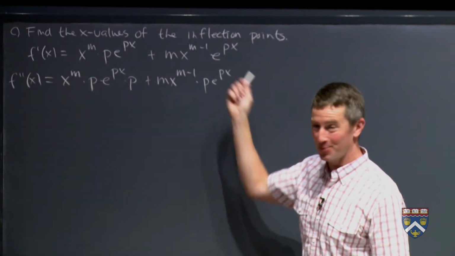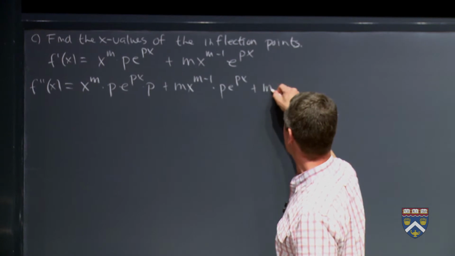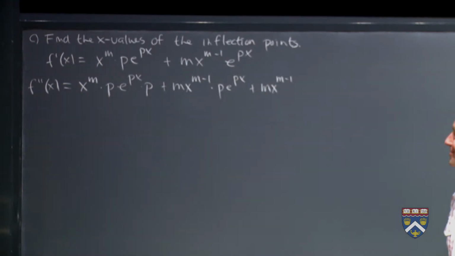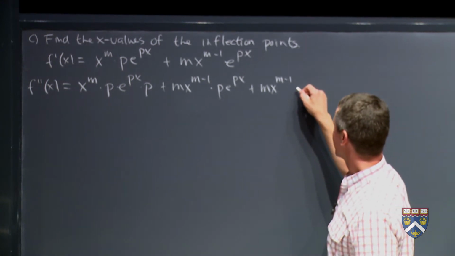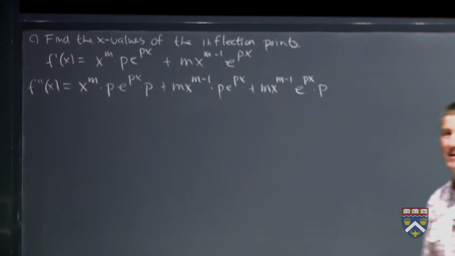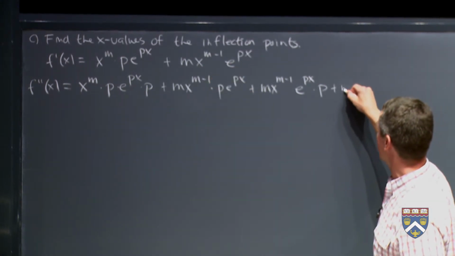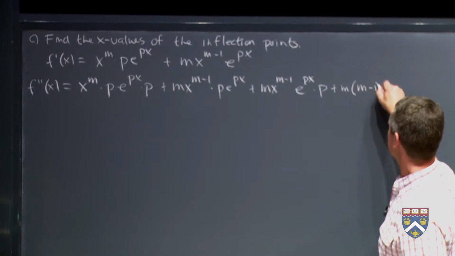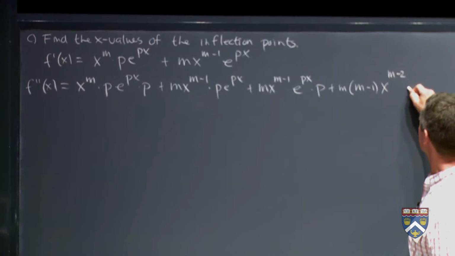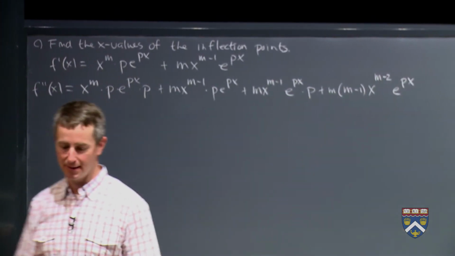The second part is also a product, so we need product rule there. So I'm going to leave this first part alone, mx to the m minus 1. And now I got to take the derivative of e to the px. I think that's the third time we've done this in the problem. Nothing has changed about the laws of calculus. It's still e to the px times p. And now we have to take the derivative of mx to the m minus 1. The m is a multiplying constant, so it stays. The m minus 1 comes down. X now to the what? M minus 2. E to the px. Lovely.